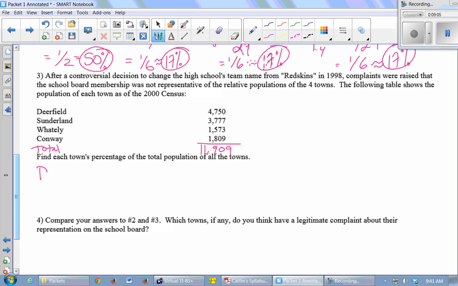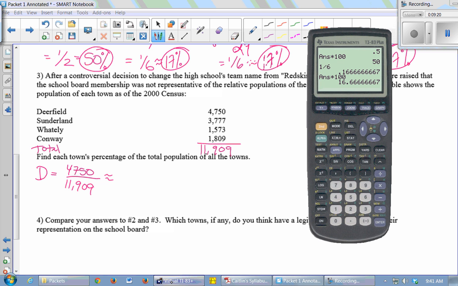So Deerfield, you do part to whole is a percentage, right? So Deerfield's part of the population to the whole population. So 4750 divided by 11,909 times 100. We'll just round that to 40%.